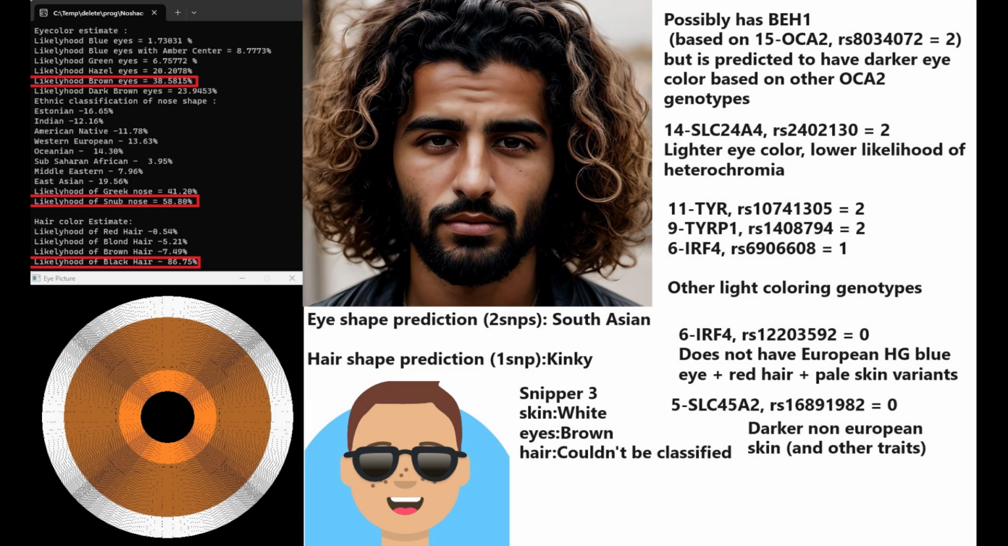My NOSHACOT tool is predicting him to have brown color eyes, snub shaped nose and black hair. My eye shape predictor tool is predicting him to have a South Asian eye shape. However, this is only using two SNPs to make the prediction, so take that with a grain of salt. And my hair shape predictor tool is predicting him to have kinky hair, but this is once again done with only one SNP. So this is a pretty low coverage file.